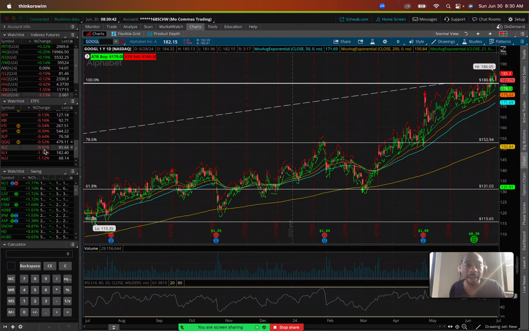Is XLC bouncing when you're expecting Google to bounce? Well, then that's going to do better for Google, right? If XLC and the NASDAQ are both bouncing, crazy how this changed that fast. Did you see that?